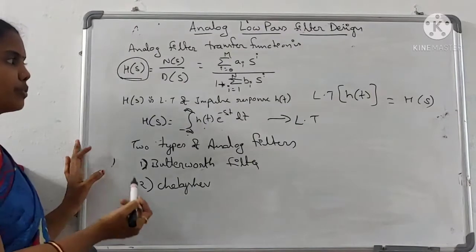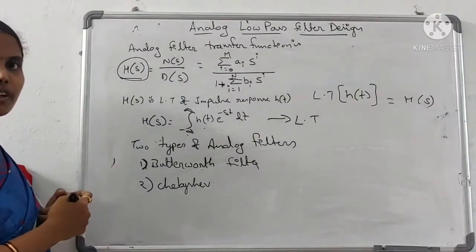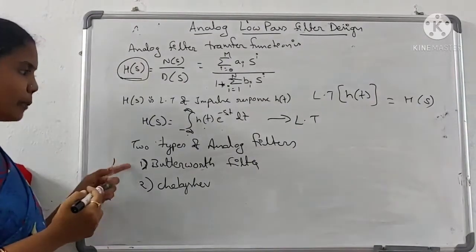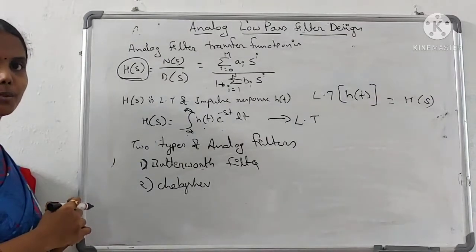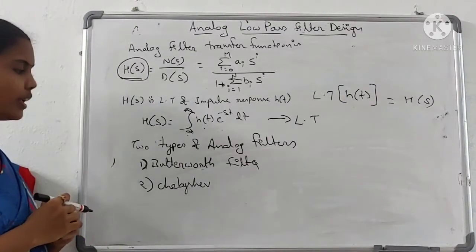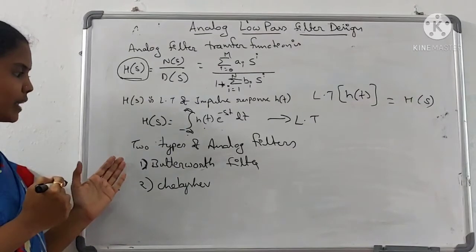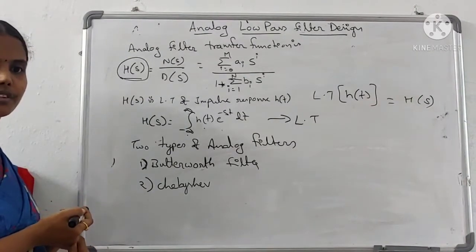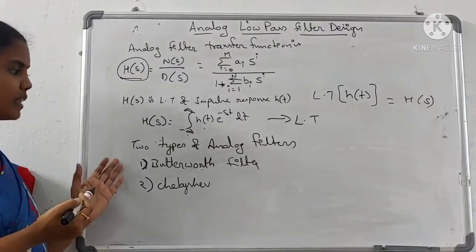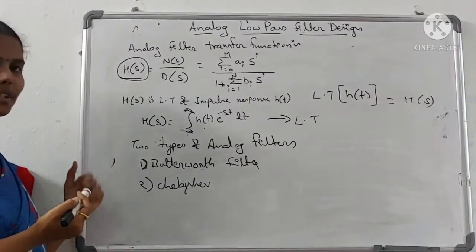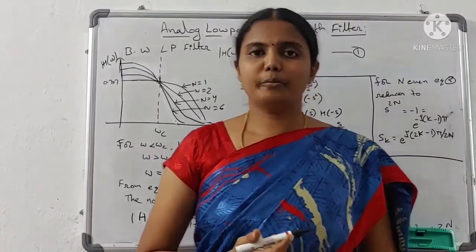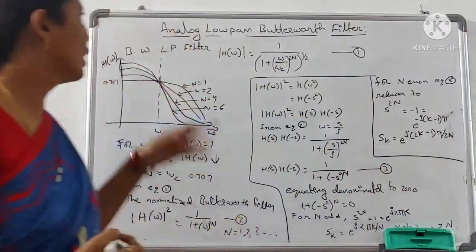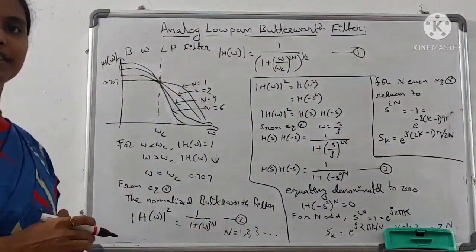Okay, so we have two different types of analog filters. One is the Butterworth filter and the second one is the Chebyshev filter. So Butterworth analog filters and Chebyshev analog filters. Let us see the Butterworth filter first. Now I am going to explain about the analog low pass Butterworth filter.